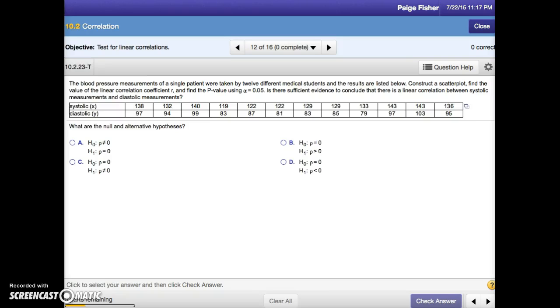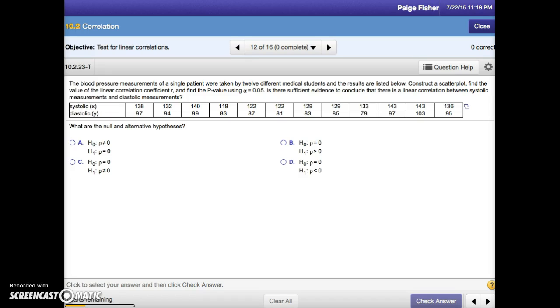Hi all. So here's another example dealing with correlation and regression, but this one's in MyStatLab. In this problem, we are using someone's systolic blood pressure to predict their diastolic blood pressure, which is Y. So the first thing we want to do is that we're asked if there is sufficient evidence to conclude if there is a linear correlation between the two variables.